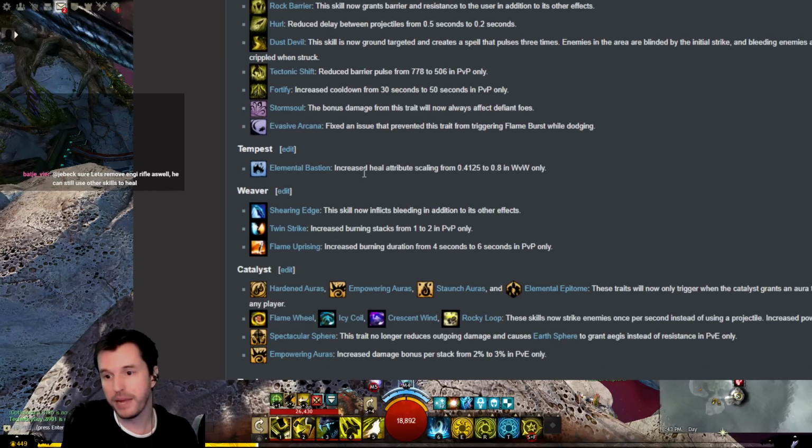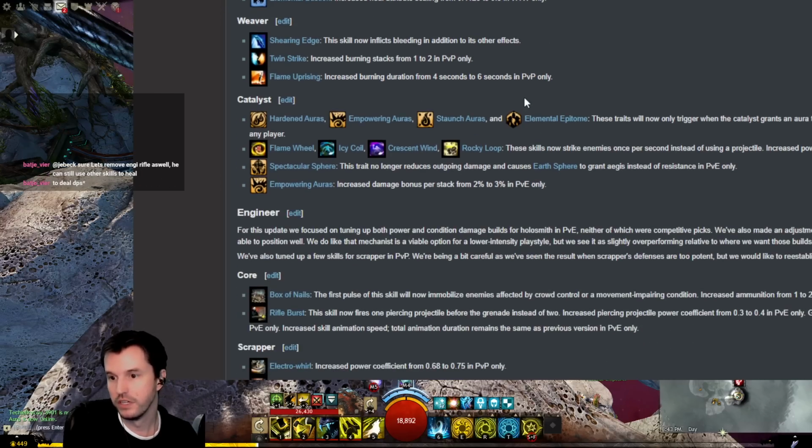Tempest. Elemental Bastion increased the healing attribute scaling by almost double in World versus World only. Weaver, Shearing Edge, this skill now inflicts bleeding in addition to other effects. Twin Strike gets one extra burn stack in PvP. Flame Uprising gets 2 more seconds on its burn in PvP only.